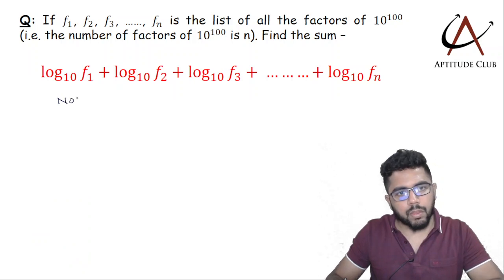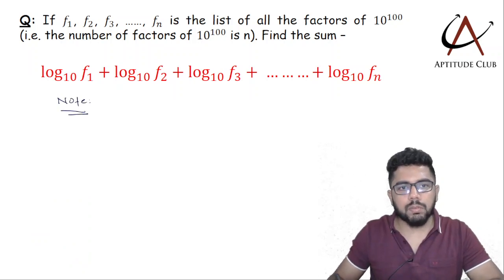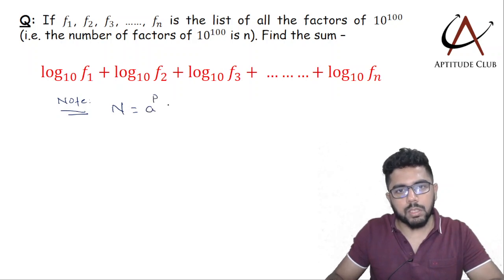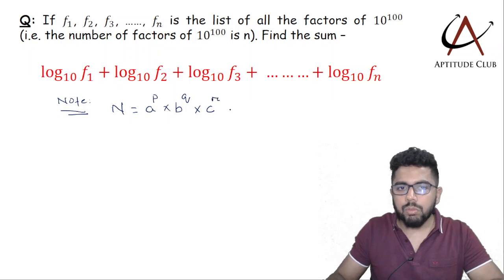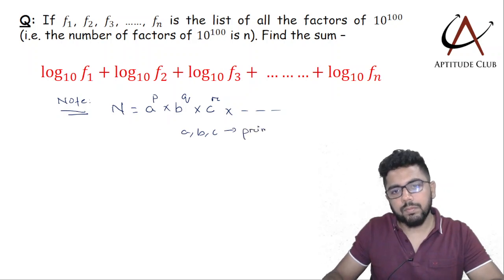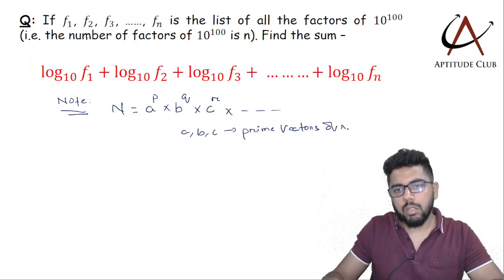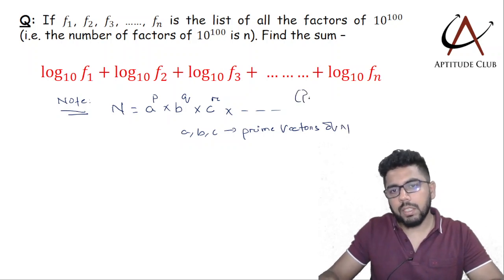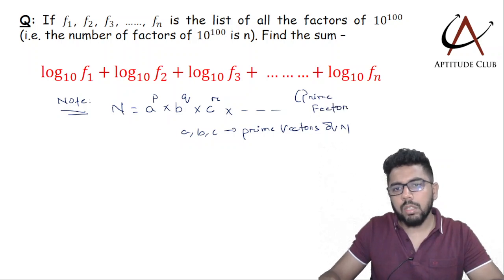Basically, if any number is given, the first step is you prime factorize the number in this form: a to the power p into b to the power q into c to the power r and so on, where a, b and c are prime factors of n. This is called prime factorization. I hope all of you understand this. Given any number, the first step is you prime factorize.